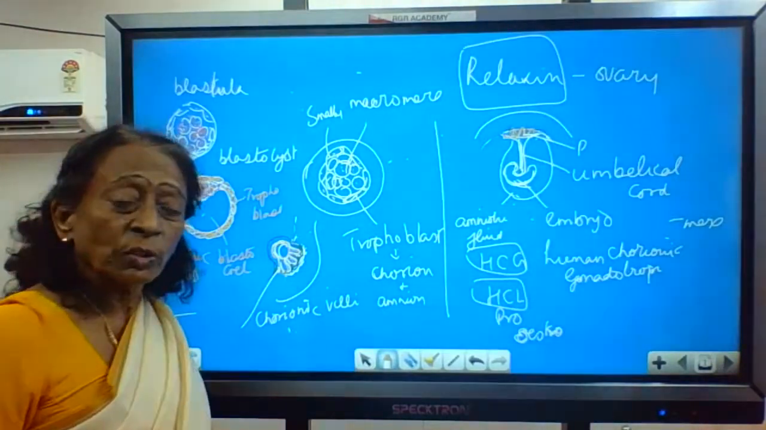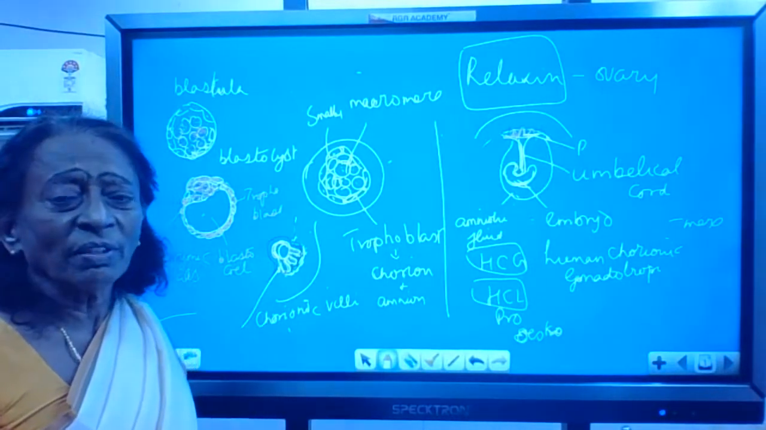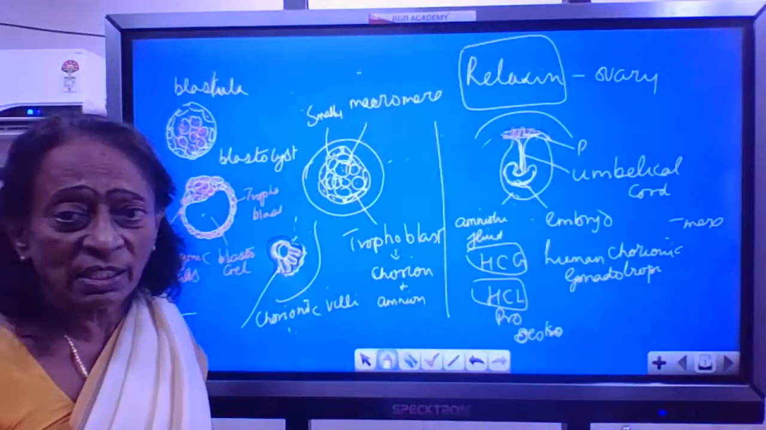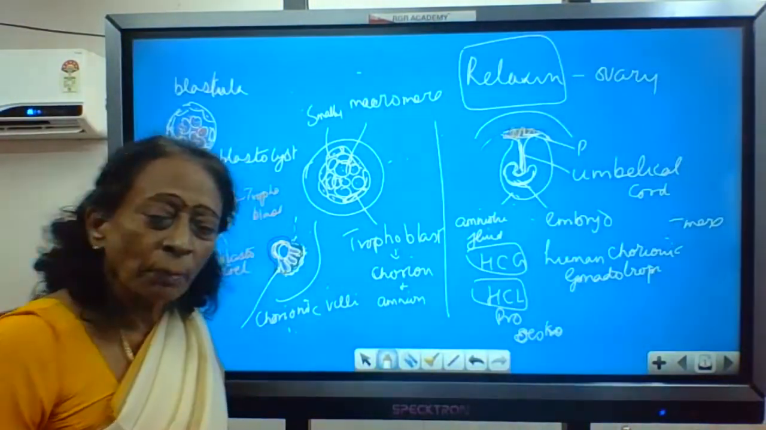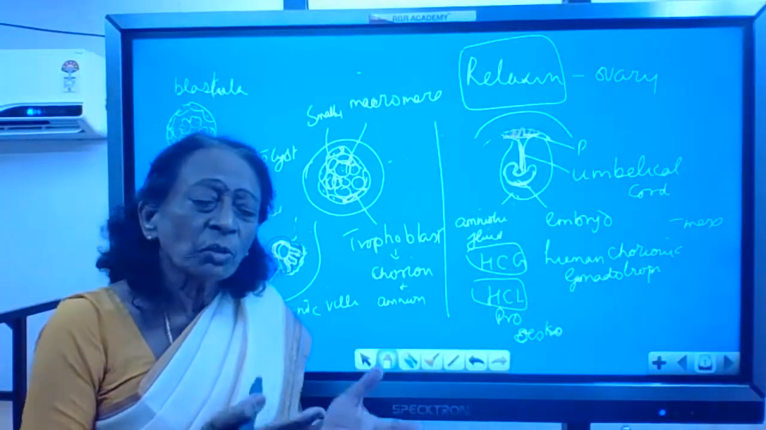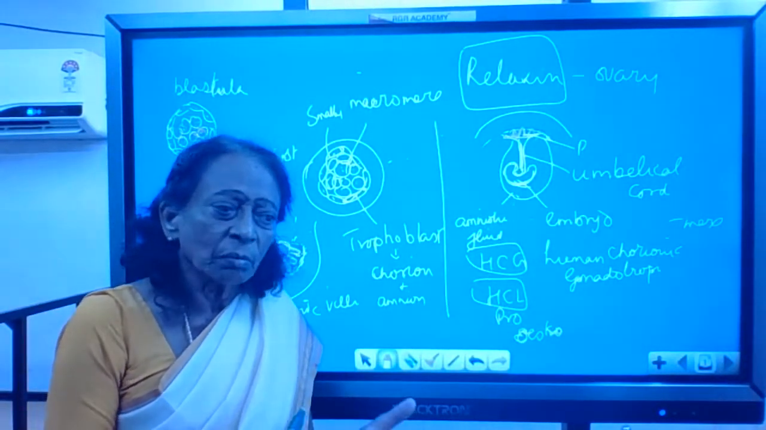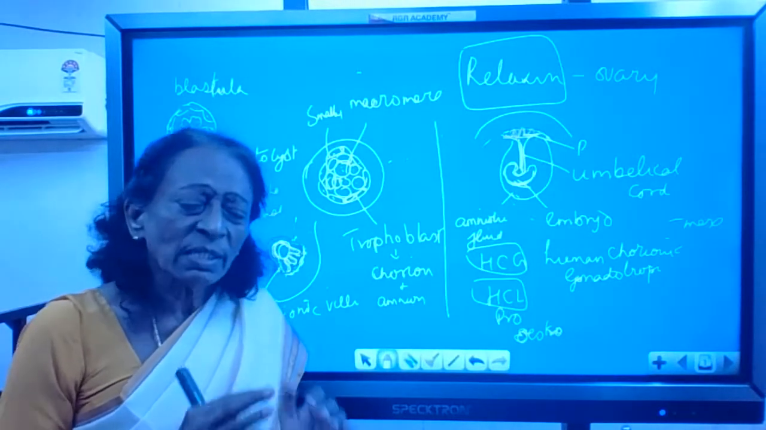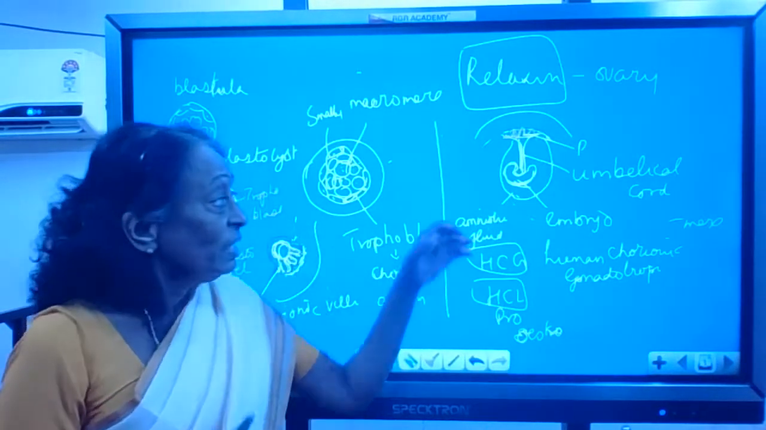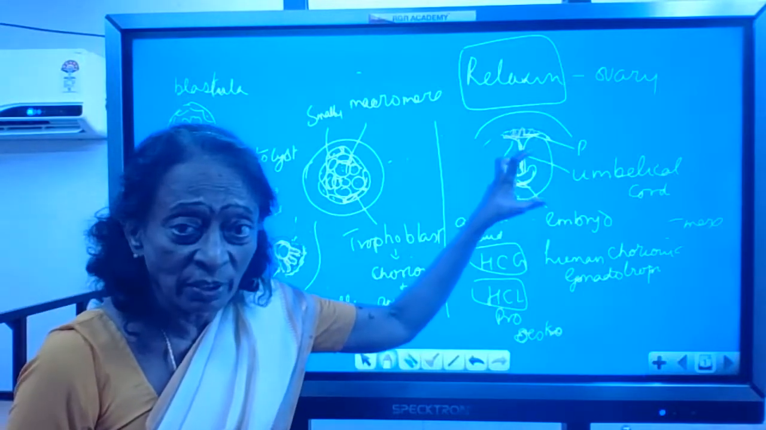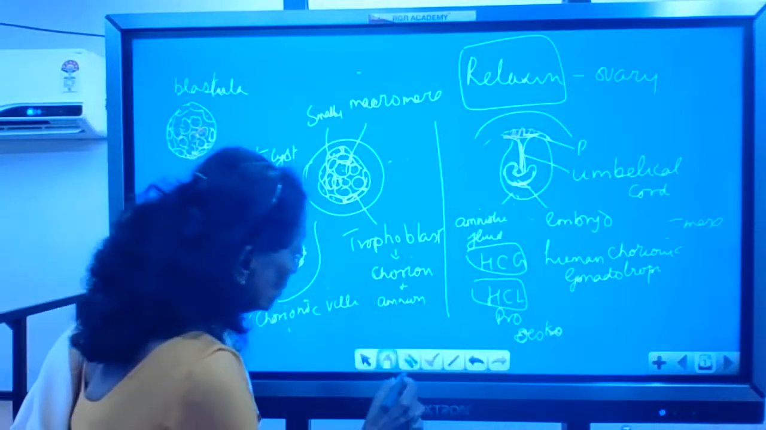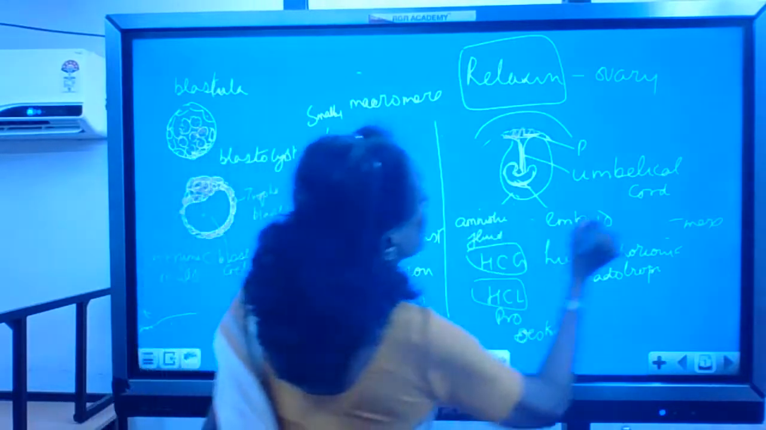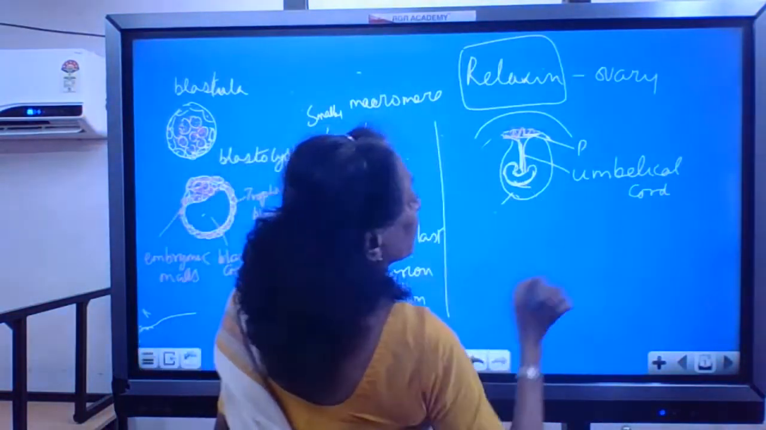Now, during parturition, what happens? Mainly, when the embryo is fully developed, the completely developed fetus induces the parturition. That's a reflex action. Fetal reflex, that is called. Once the fetus is fully developed, when it is rotating in the liquid, suppose you take it like this, purely diagrammatic for you to understand.